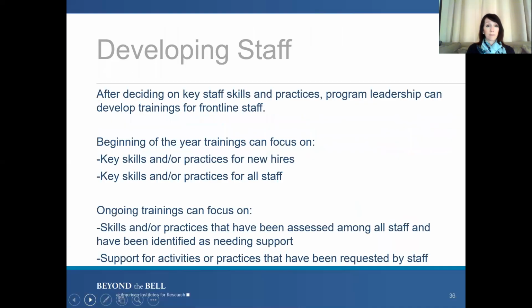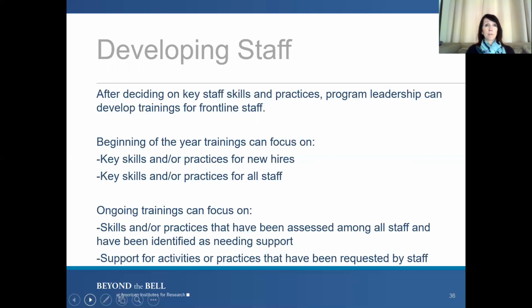Developing staff. After deciding on key staff skills and practices, program leadership can develop trainings for frontline staff. Beginning of the year trainings can focus on key skills and/or practices for new hires or for all staff. Ongoing trainings focus on skills and/or practices that have been assessed among all staff and identified as needing support, or support for activities or practices that have been requested by staff.